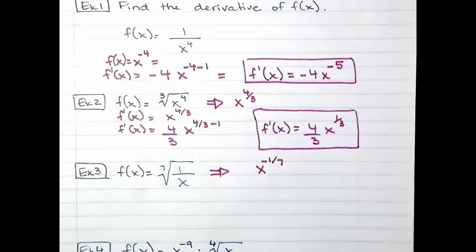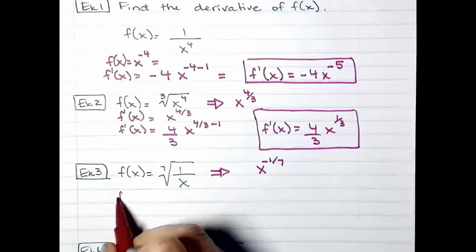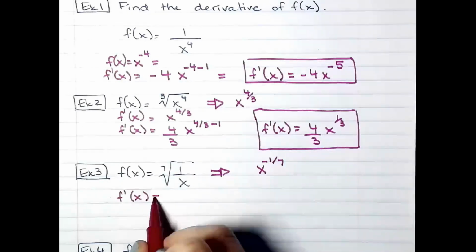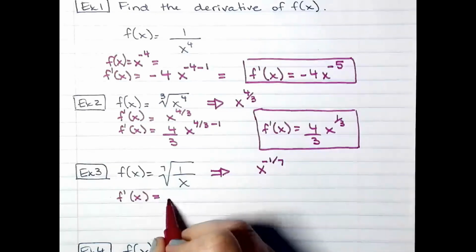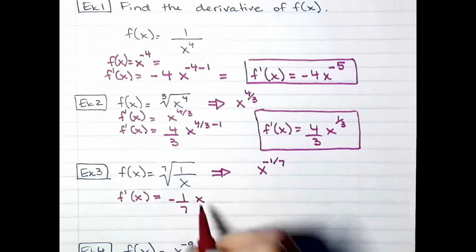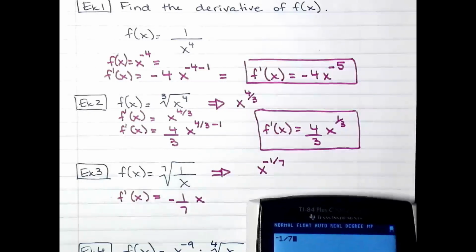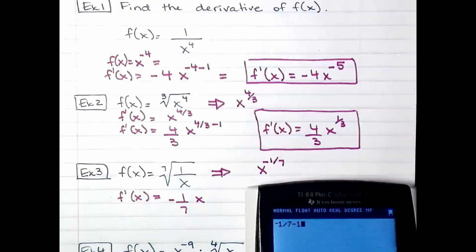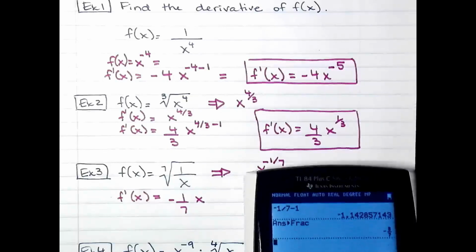So all there is, it's the same thing. I'm just rewriting it. So f prime of x of that function, that exponent goes right there into the front, negative 1 over 7 x. Now you subtract 1 from the exponent. Ooh, right there.